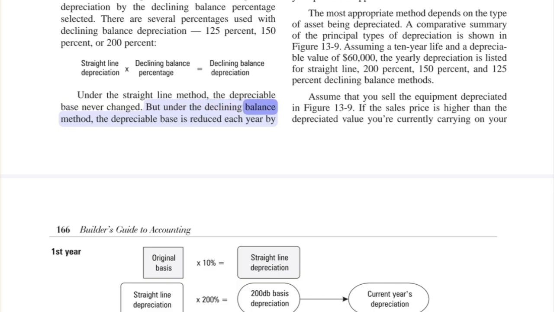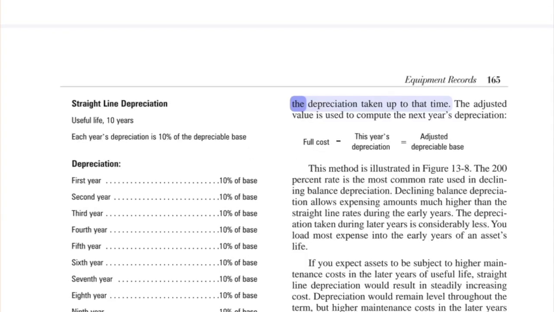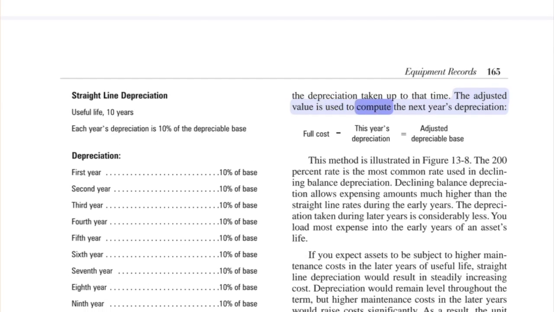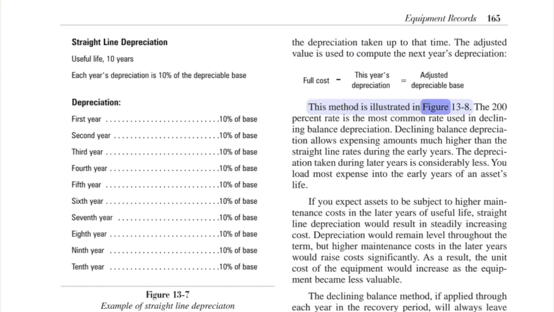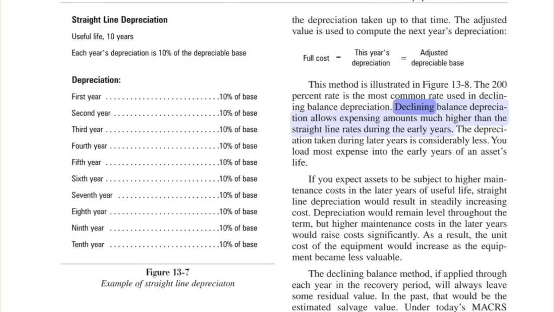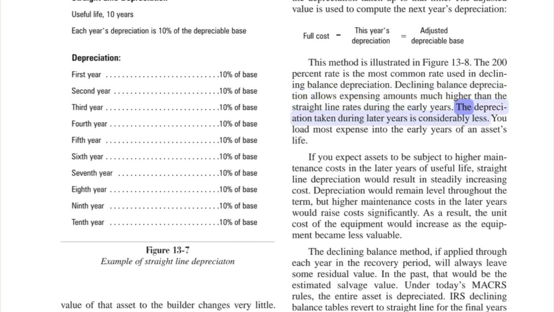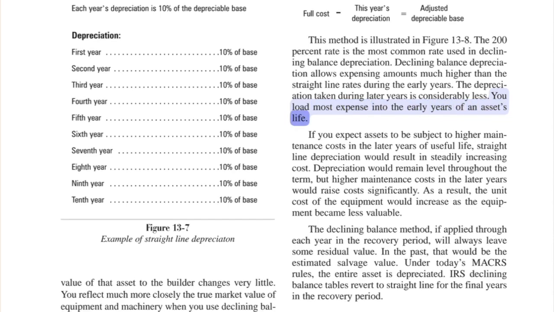Under the straight-line method, the depreciable base never changed. But under the declining balance method, the depreciable base is reduced each year by the depreciation taken up to that time. The adjusted value is used to compute the next year's depreciation. This method is illustrated in Figure 13-8. The 200% rate is the most common rate used in declining balance depreciation. Declining balance depreciation allows expensing amounts much higher than the straight-line rates during the early years. The depreciation taken during later years is considerably less. You load most expense into the early years of an asset's life.